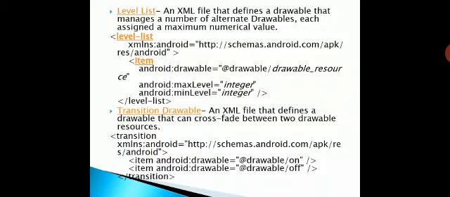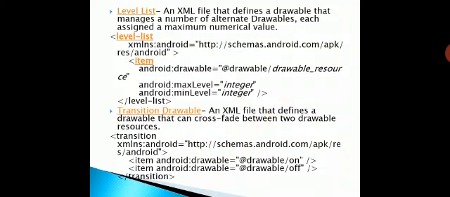Then the next type of drawable is the transition drawable. The transition drawable is actually a drawable object that can crossfade between two drawable resources. That is, each drawable will be represented by an item element. So you can see that there is an item element, and inside a single transition element, no more than 2 items are supported.